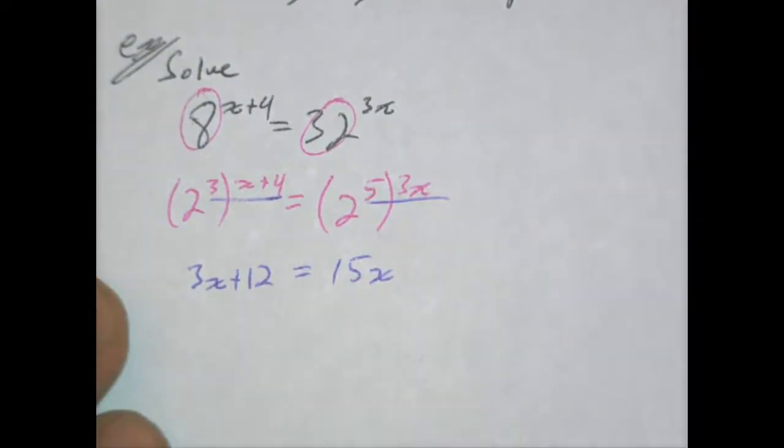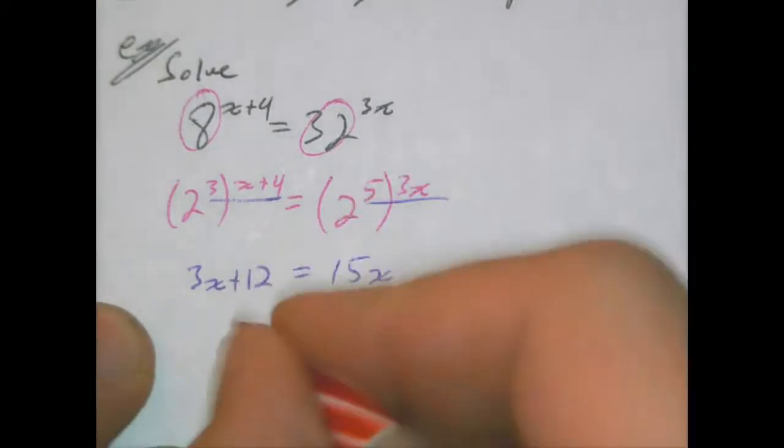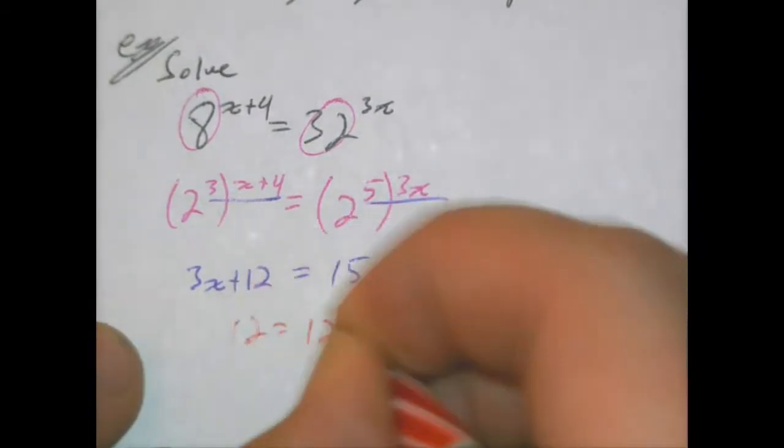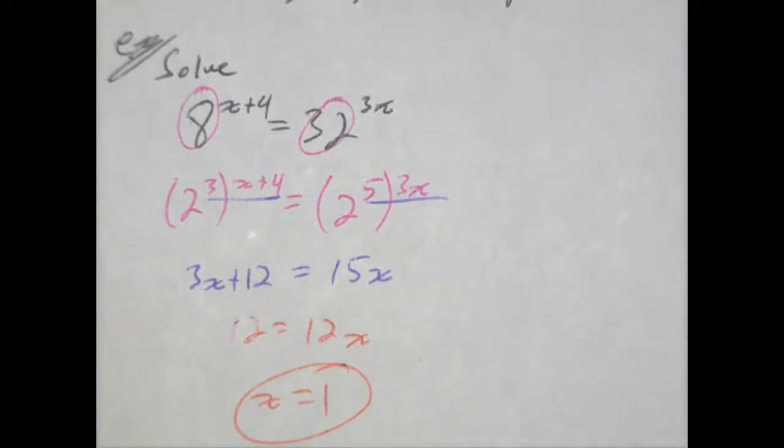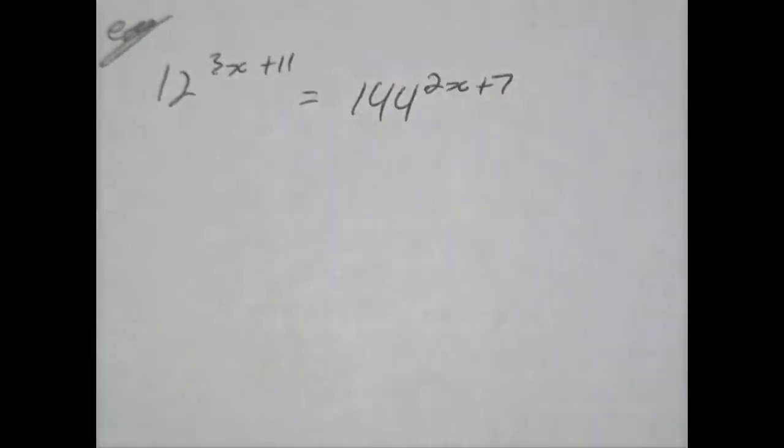And then it's just an algebraic equation. Well, it was an algebraic equation before, but now it's a really simple, Algebra 1 equation. So I can subtract the 3x to the other side. 12 equals 12x, so x equals 1. All there is to it. Happy day.